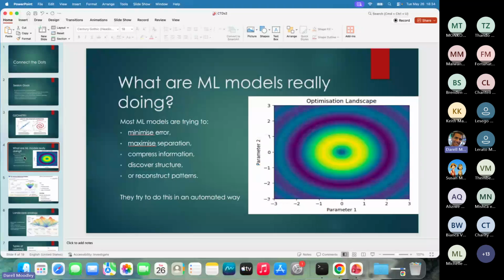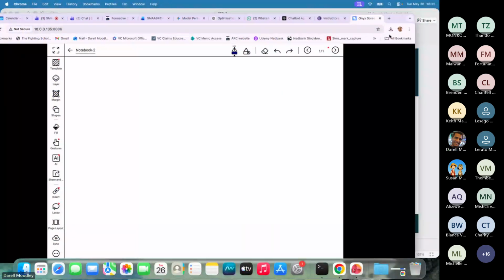All right. Now, what are ML models really trying to do? The right plot that I'm showing you, some of you may be familiar with something called a contour plot, and some of you may not, and it's fine, I'll explain it. Let's imagine you had a mountain. Let me do some sketching here to give you an overview. So here we have a mountain like this.